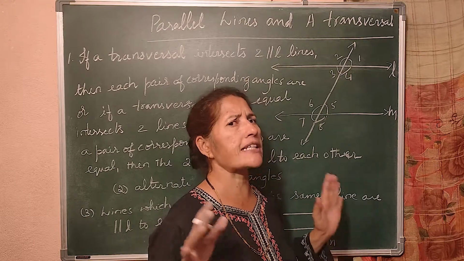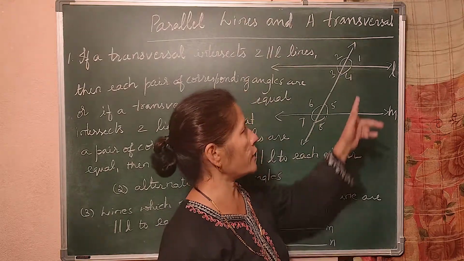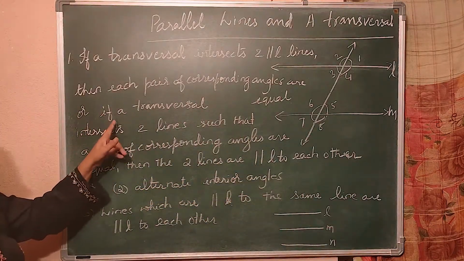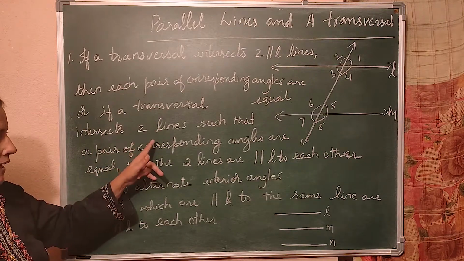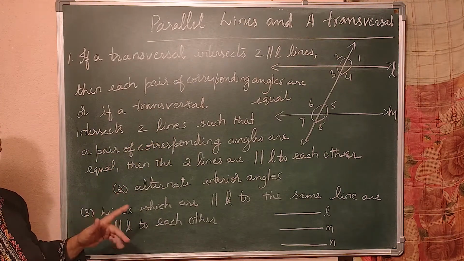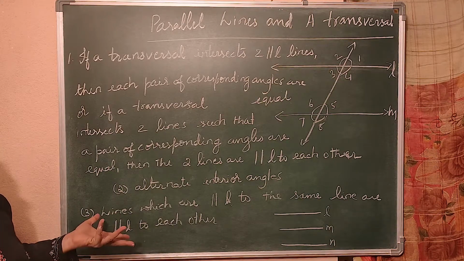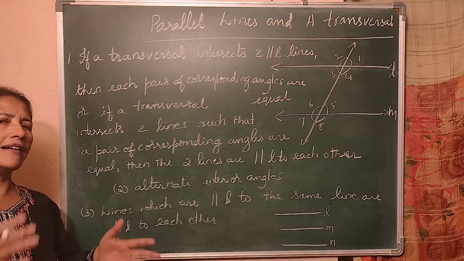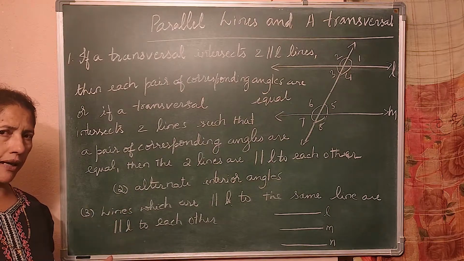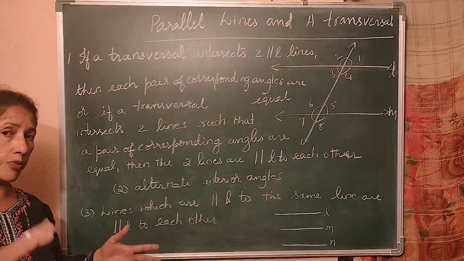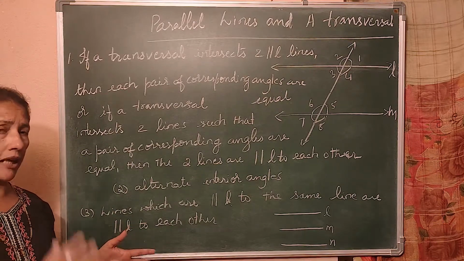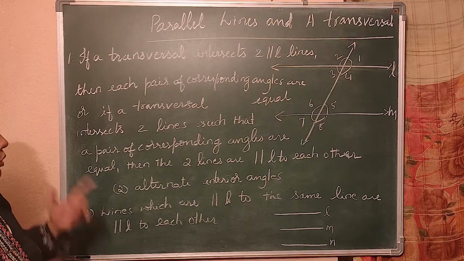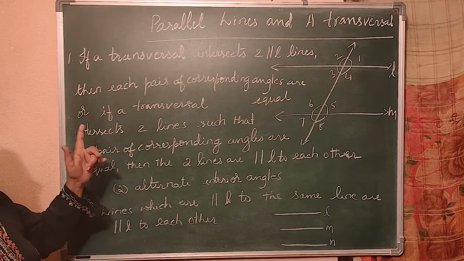The corresponding angles are equal only when the two lines are parallel. Or, what is given? If a transversal intersects two lines such that a pair of corresponding angles are equal, then the two lines are parallel to each other. Either way, if they are parallel, corresponding angles are equal. If corresponding angles are equal by the transversal, then the lines are parallel, one and the same. Am I right? Yes. What is the second one? Second one, it is like this.